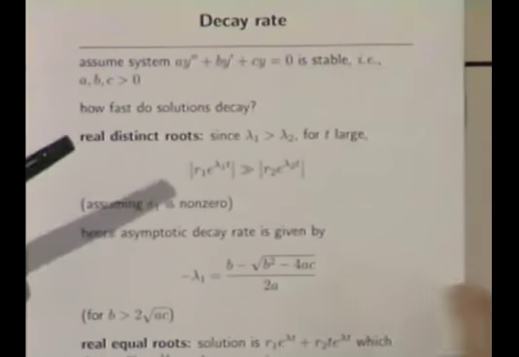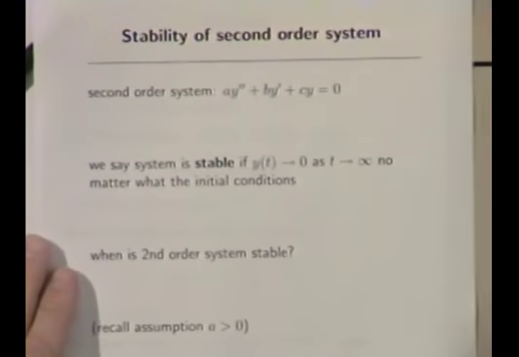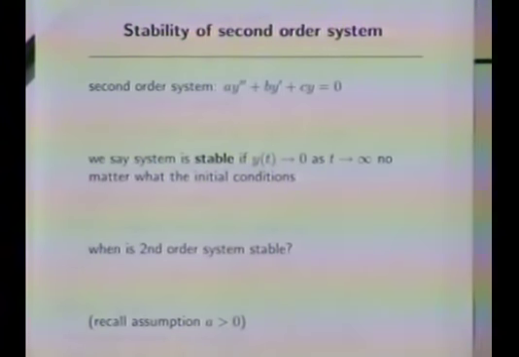Another thing we can analyze is the decay rate. In fact, I should make a little comment about stability. Stability is inherited from a couple of fields. It is inherited from a field called automatic control that we'll look at later. It also comes from feedback amplifiers from the 30s and 40s, right? And it's widely used everywhere. So it plays a big role.